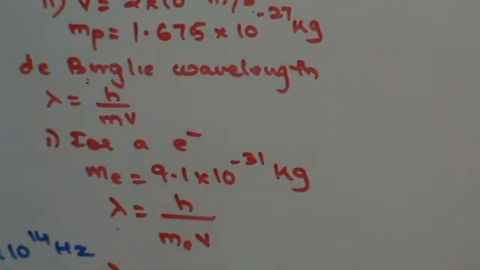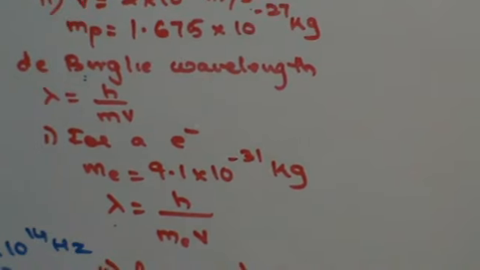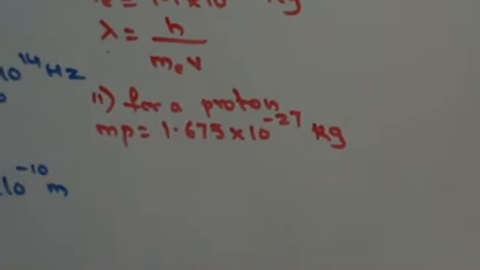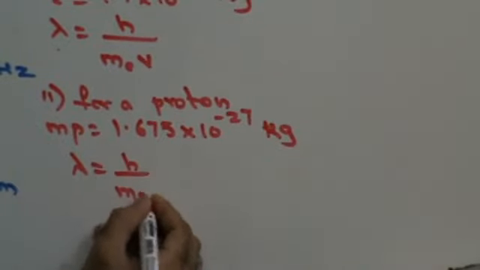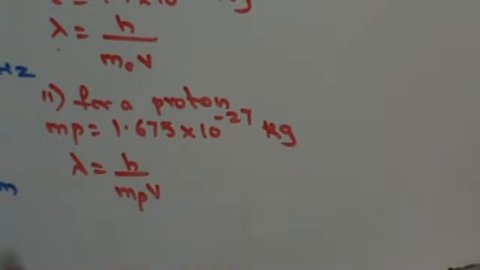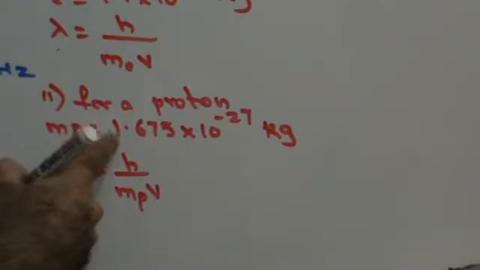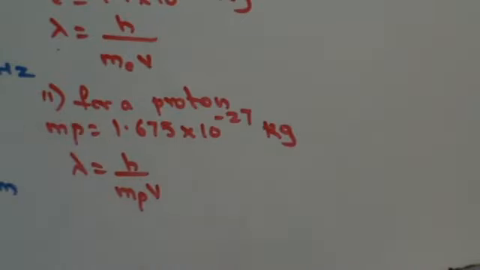Second part of the question, for a proton, the mass of the proton is given to me: 1.675 into 10 raised to minus 27 kgs. That's my mass of the proton. So in that case I can say lambda is h upon mass of the proton into velocity. Velocity is given to me, so I should be able to get this answer.